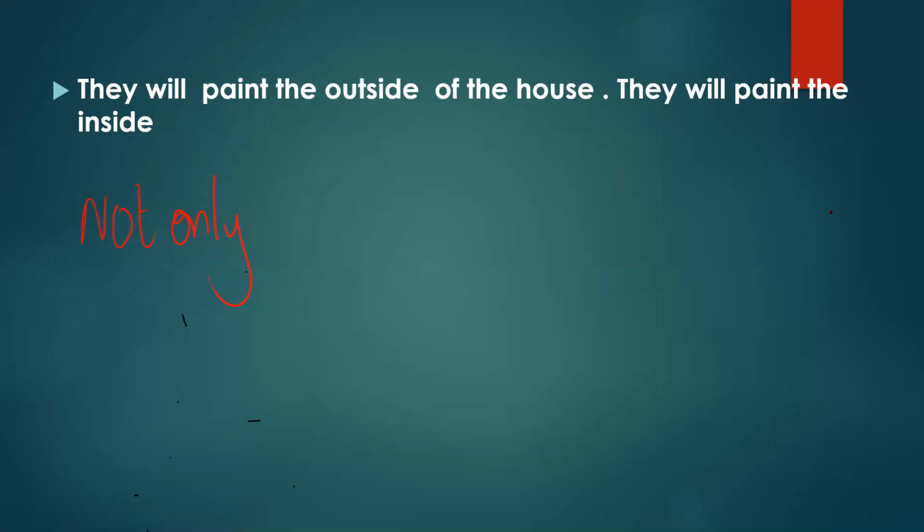So, not only, and here is what we call "only will they." Only will they paint the outside of the house, comma, but also they will paint the inside. I don't have to repeat "they will paint," but also the inside. Okay, so this is one of the grammatical rules that will help us.